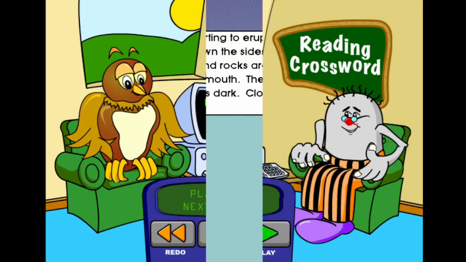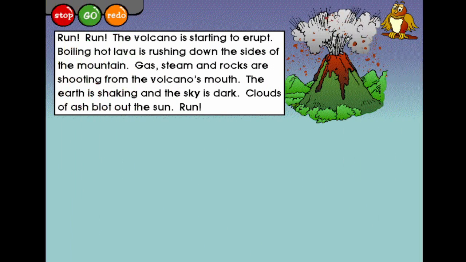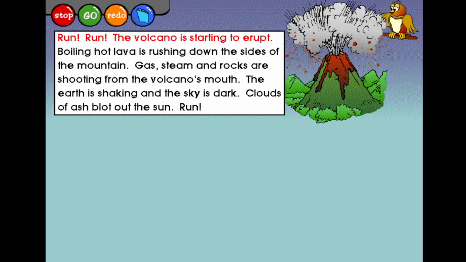Read this story. Click on the book. Run! Run! The volcano is starting to erupt. Boiling hot lava is rushing down the sides of the mountain. Gas, steam, and rocks are shooting from the volcano. The earth is shaking, and the sky is dark. Clouds of ash block out the sun. Run!